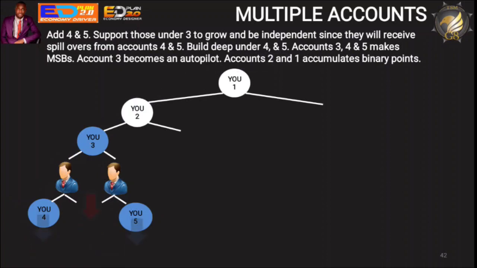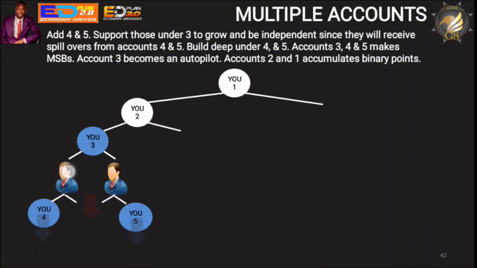So according to this structure, what you see here is that you're going to add account 4 and 5. This is account 4 and 5. And then support those under account 3 to grow and be independent. So these are the people under account 3. You support them to be independent so that they can run their business their own way, okay? To be independent, since they will receive spillovers from account 4 and 5.